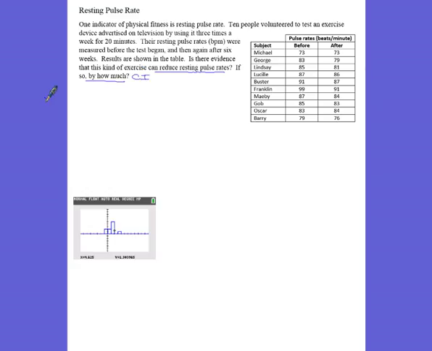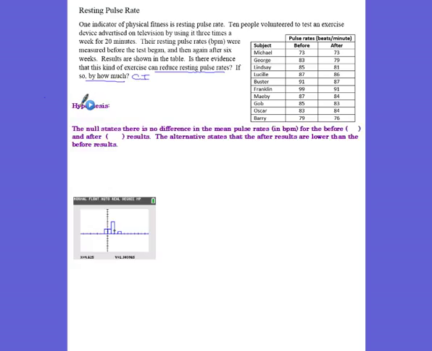Alright, so the first thing you want to do is go ahead and state our hypothesis. For the hypothesis, we want to say that mu sub d equals 0, and mu sub d, well, let's take a look. If mu sub d is equal to mu of before minus mu of after.